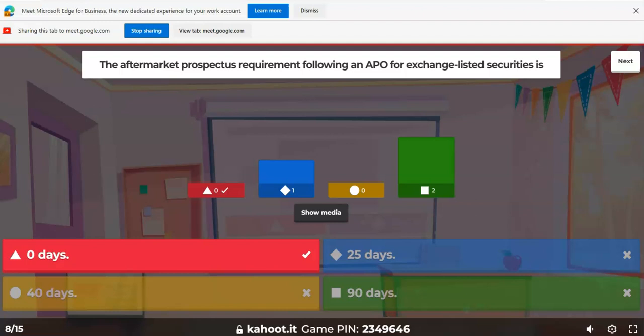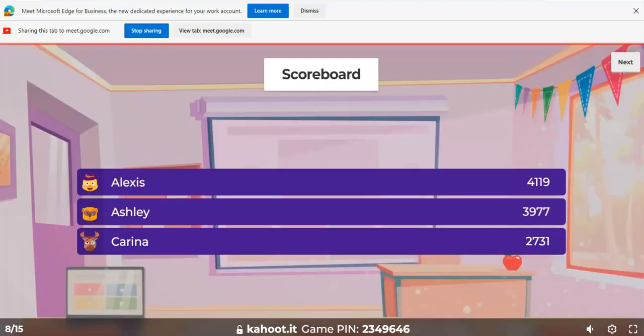Information for an exchange listed security should be fairly easy to come by, right? It's all in a database. It's all in the Edgar database. So there's actually no aftermarket prospectus requirement for an additional public offering. Okay, tricky question, I know. That was a difficult one.